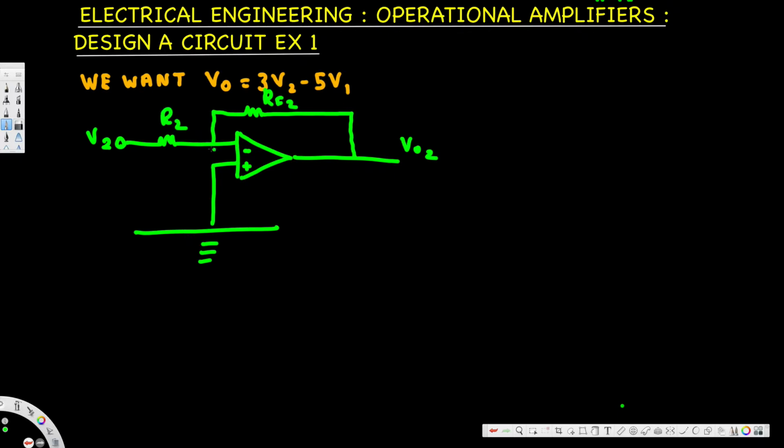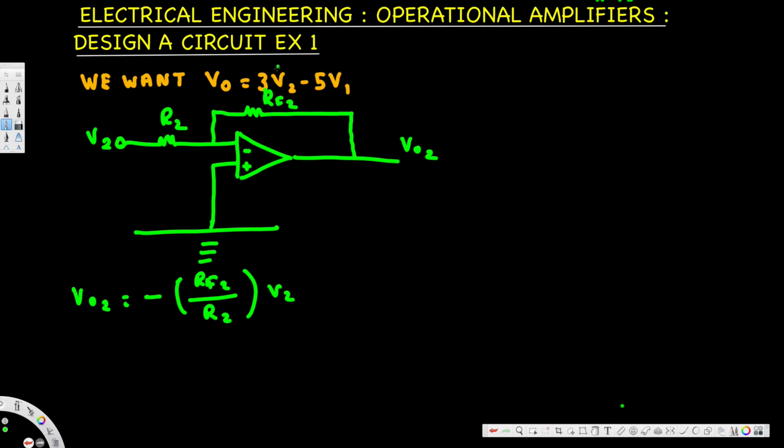Okay, so when we have an inverting op amplifier, the output voltage equation is always like this: VO2 is equal to negative feedback resistance, that is RF2, divided by the input resistance, that is R2, times the voltage input, that is V2. So this is always the case when we have an inverting op amplifier. When the input voltage is connected to the negative terminal, negative is inverting, when we have that situation, the output voltage is going to be like this. Okay, so we have VO2.